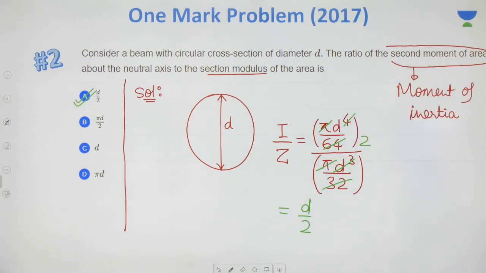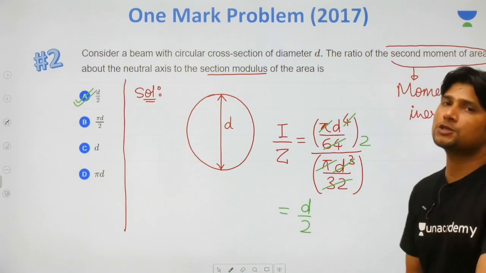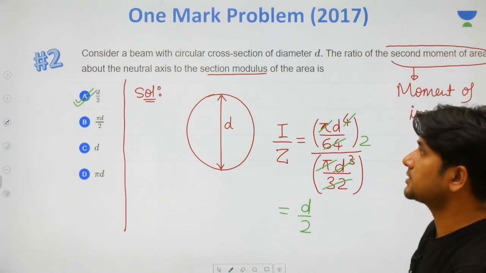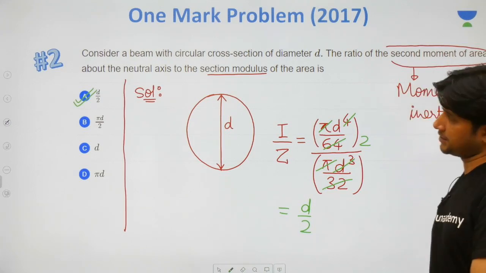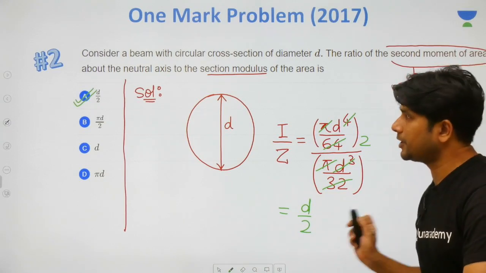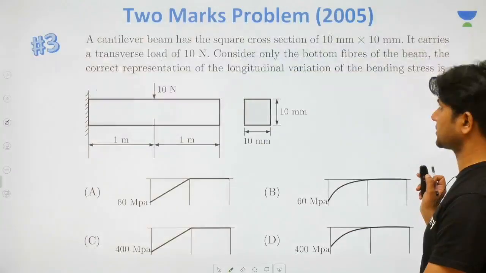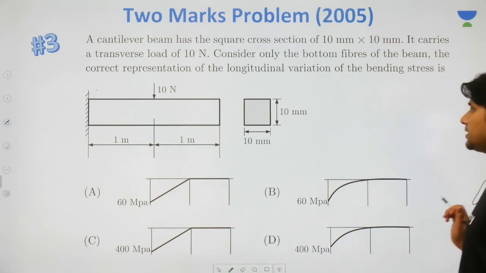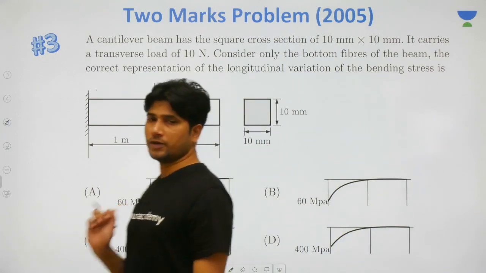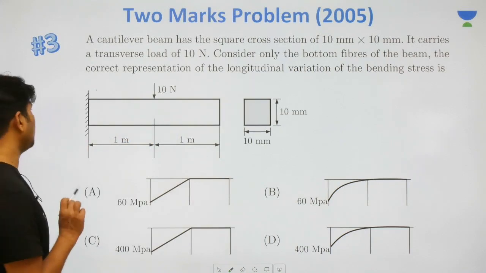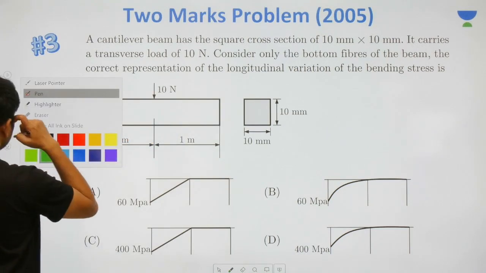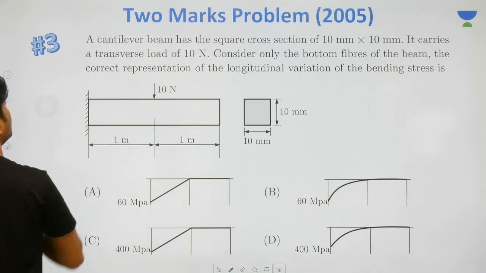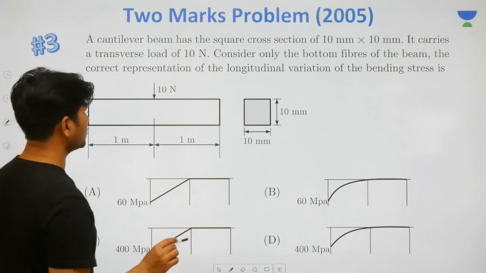From this particular topic, bending stress, not many problems have been asked as far as GATE is concerned, but some very good problems have been asked nonetheless. For example, this particular problem. This 2005 problem is one typical, very good problem. Let me first of all describe the problem itself.